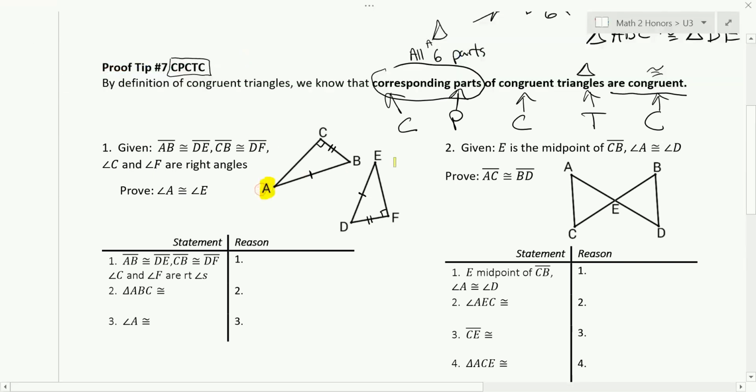Really, we have 3 parts already congruent to 3 parts, but we don't have the part we want. We don't have A is congruent to E yet. So the way we need to go about this is to say, if I don't know that A is congruent to E, but I have those other 3 parts, can I say that the triangles are congruent by something we've studied already? If we can, then after I say the triangles are congruent, I can go back and say that all the parts are congruent.